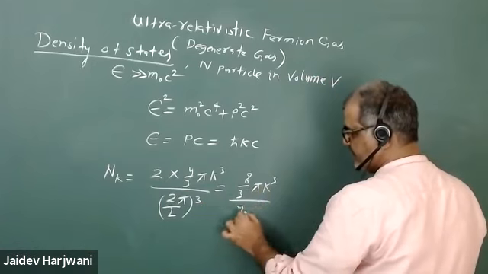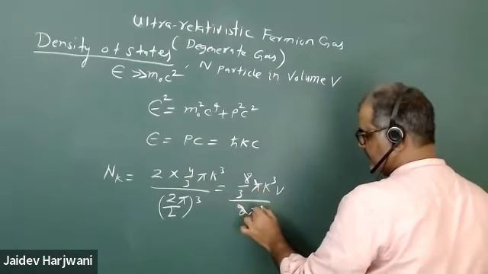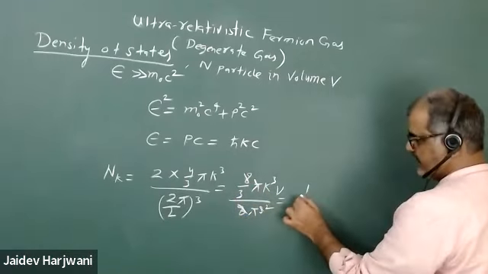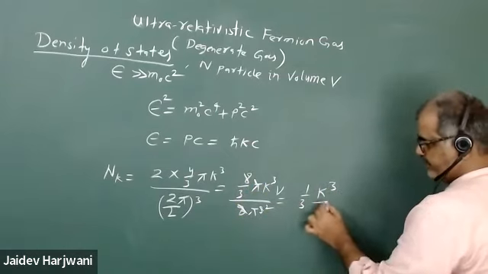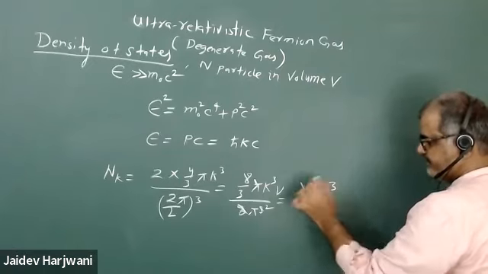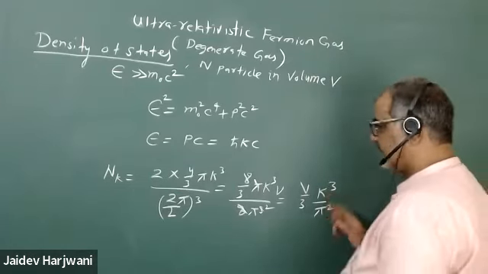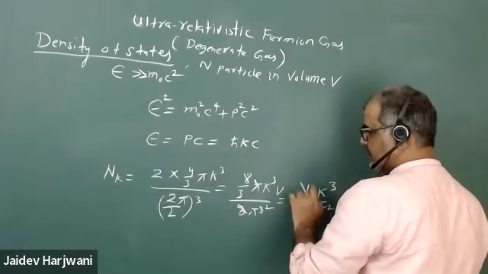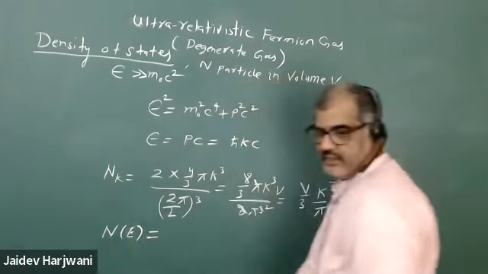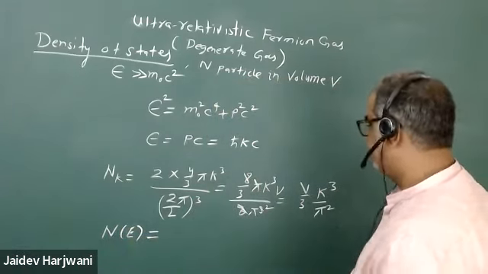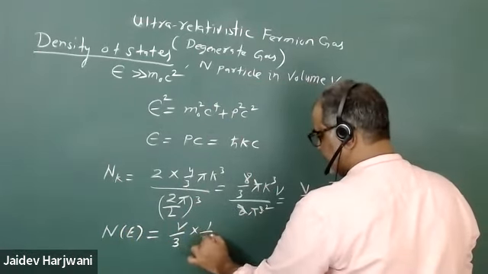Then divided by 8 pi cube, times volume. The 8 cancels, leaving pi square. So I will have 1 by 3 k cube over pi square, times volume. Now this is in terms of k. You can use the energy relation and get the expression for the number N in terms of energy. So you have V by 3, 1 upon pi square.